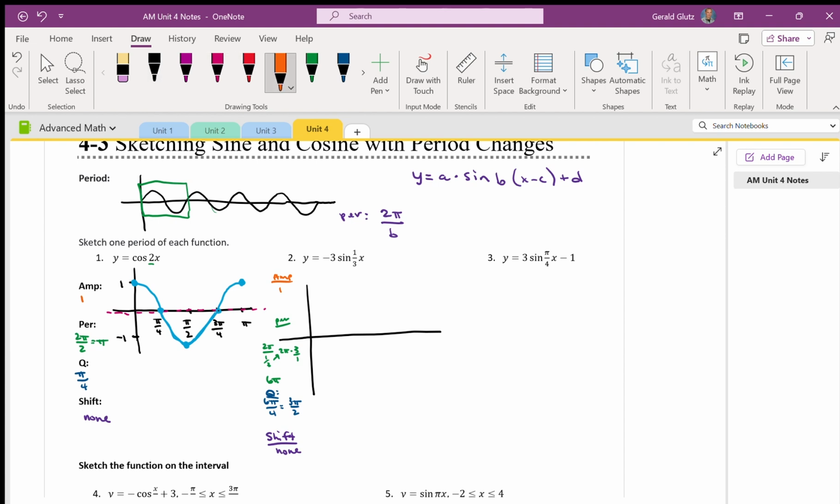And I just realized I put 1 for the amplitude. Amplitude, I said, was 3. But I wrote 1. So I'm going to need a -3. I'm going to need a 3.